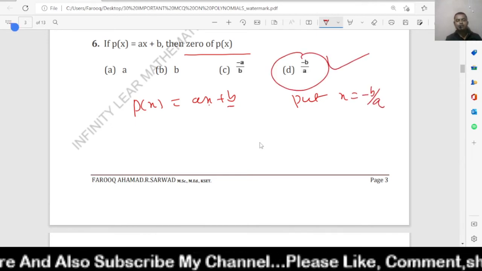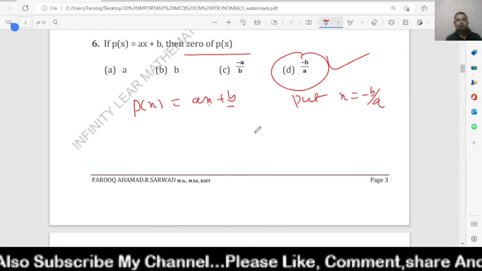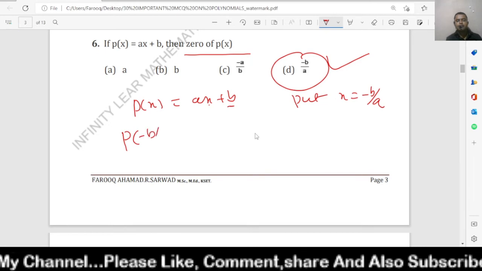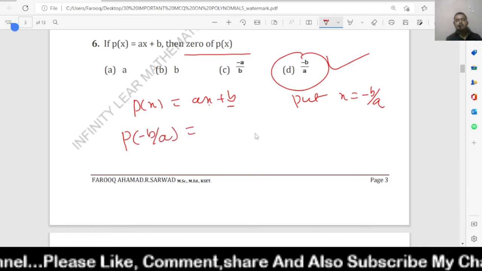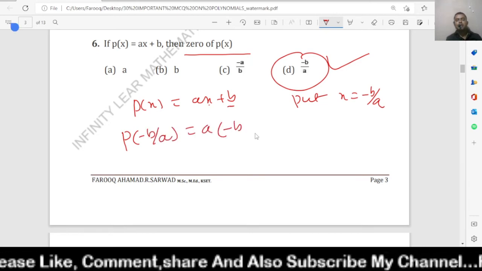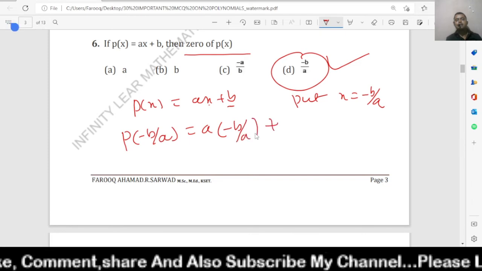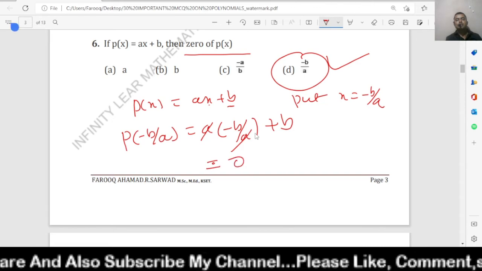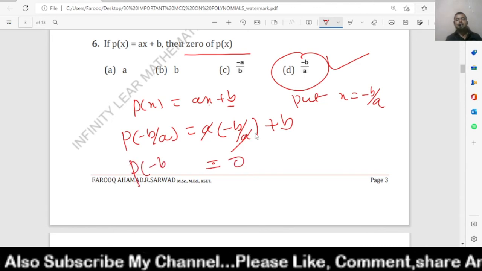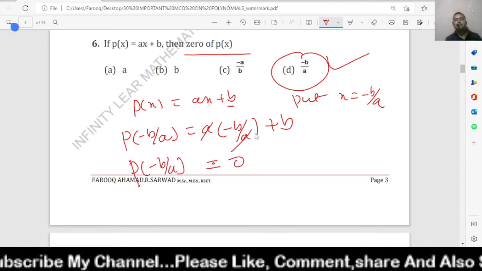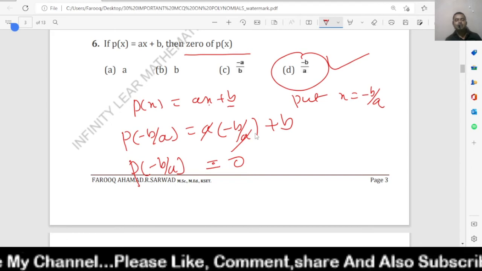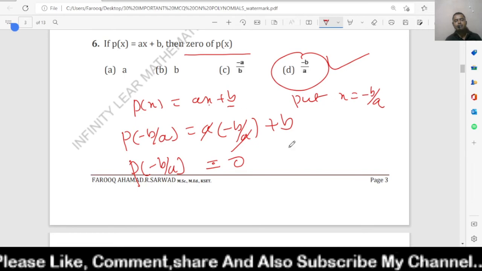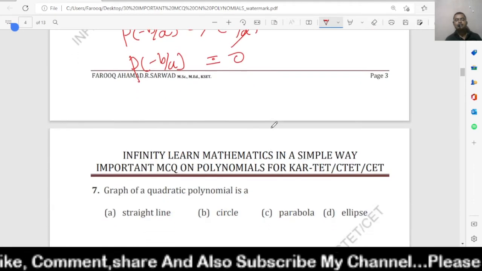For this value, that is p of minus b by a is equal to a into minus b by a plus b. A cancels, minus b plus b is 0. You are getting p of minus b by a is 0. That is, option D is correct. The zero of the polynomial p of x is equal to ax plus b is minus b by a. Option D is correct.